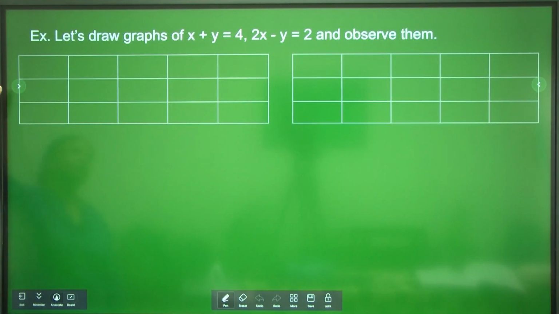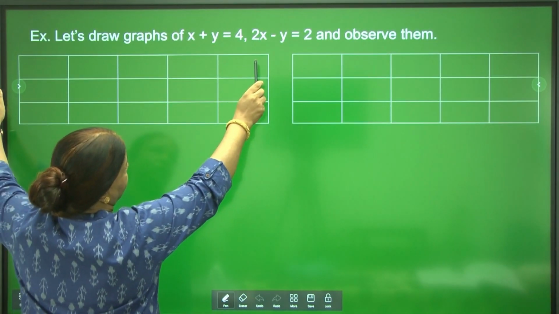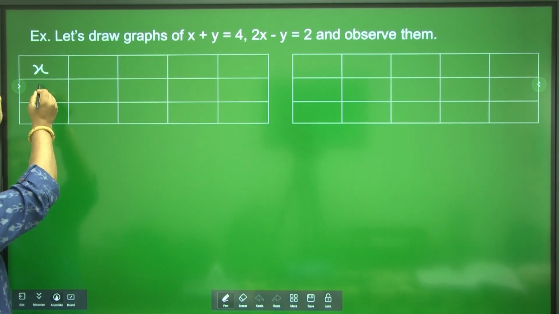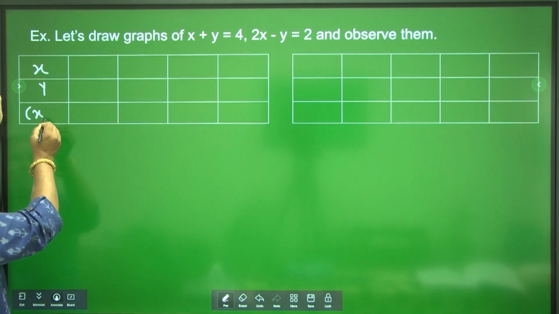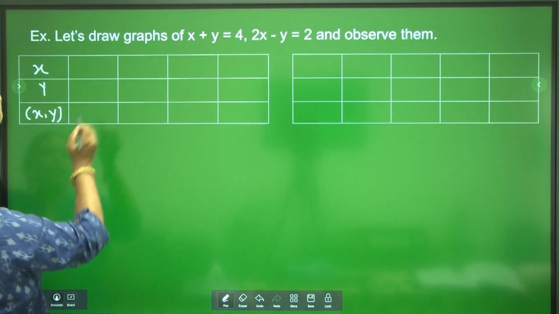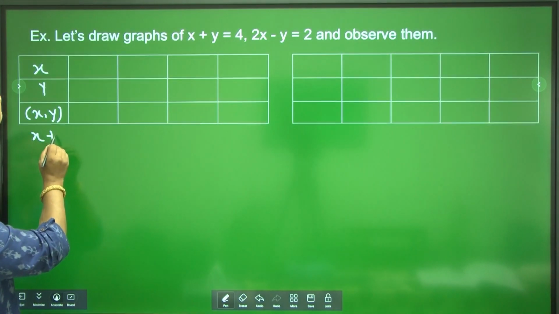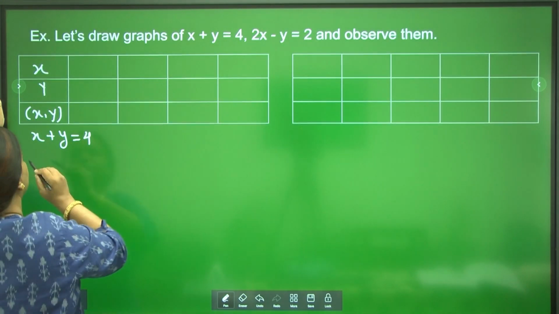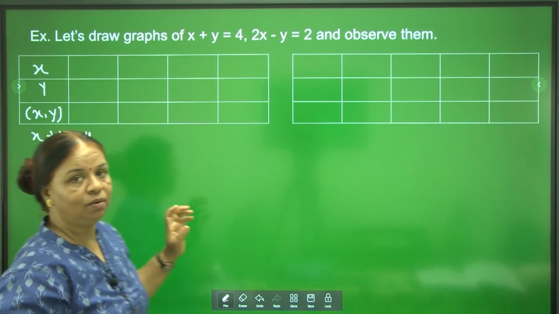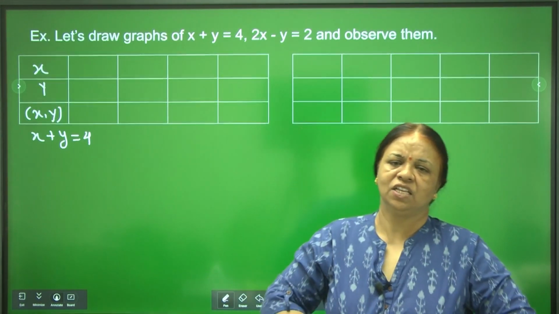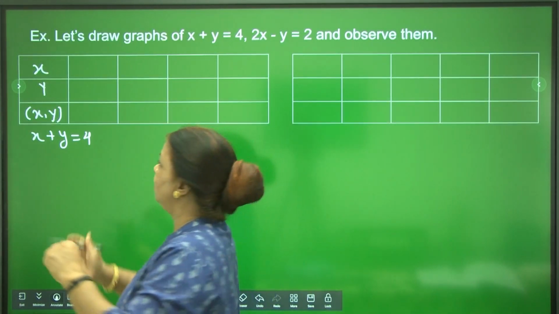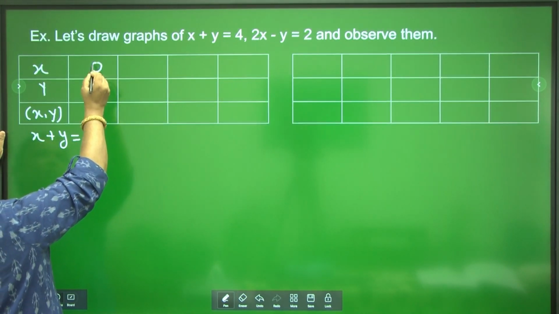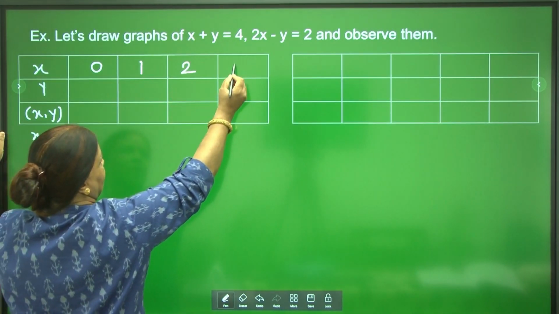Now in this example we will draw the graph of x plus y is equal to 4 and 2x minus y is equal to 2. Let's see. This is your x and this is y coordinate and this is the xy coordinate point. Let's take the equation x plus y is equal to 4. Now I will be assuming both variables x and y have coefficient 1. So any one I can assume. Let me assume x as the x coordinate. It is 0, 1, 2 and 3.